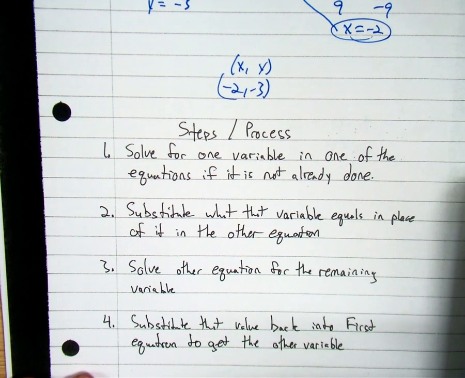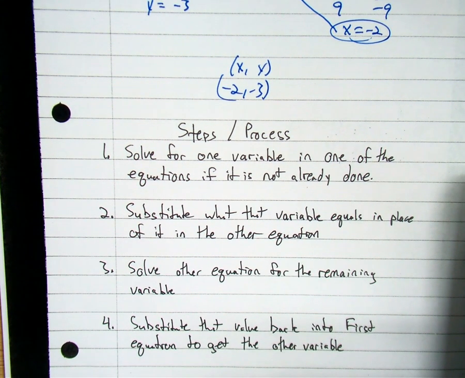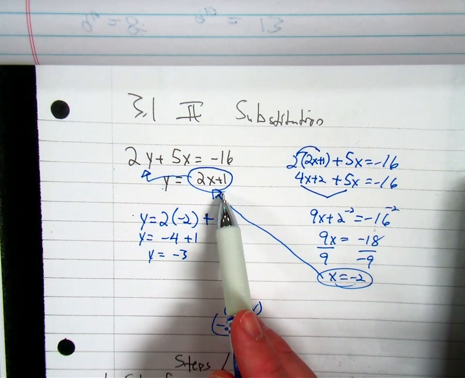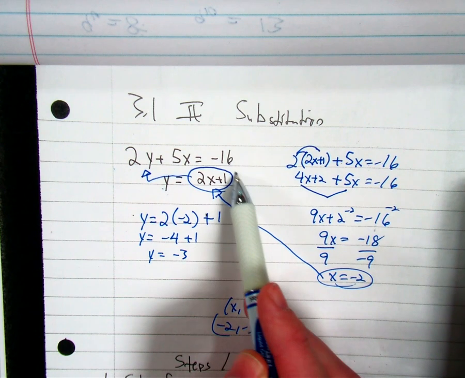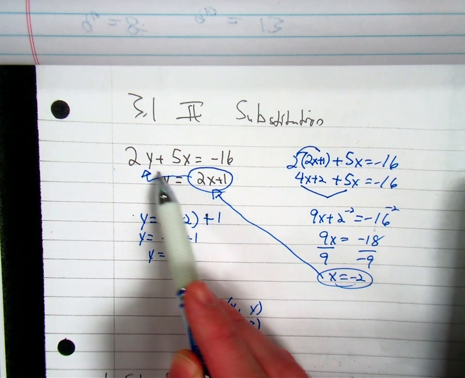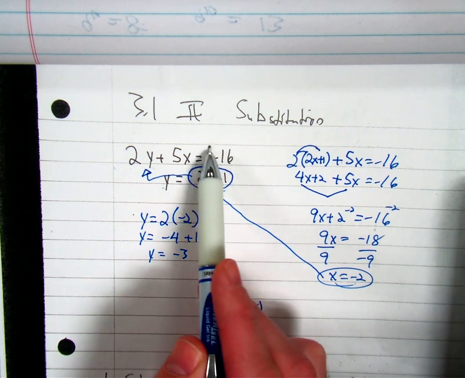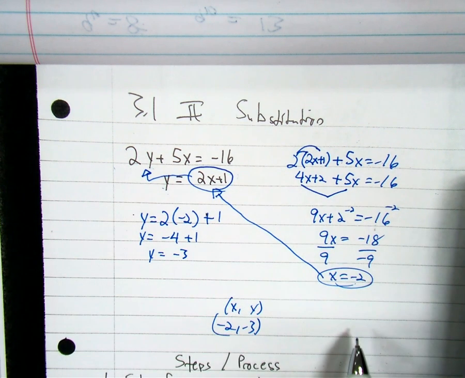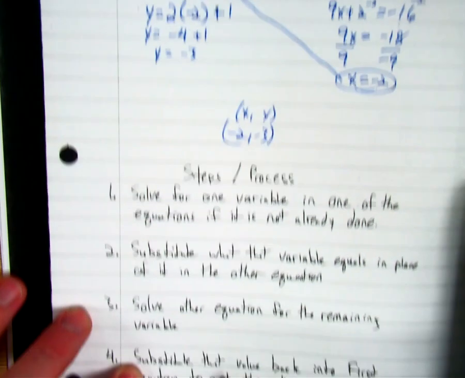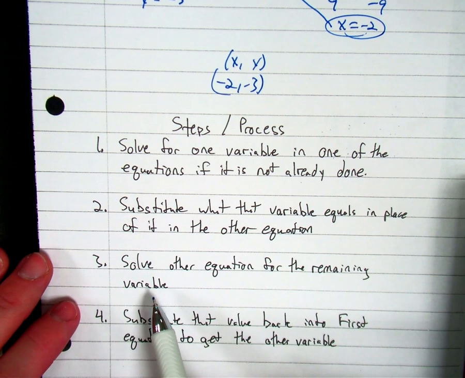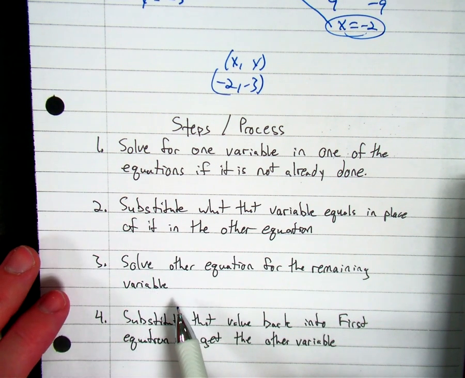Step 2, substitute. That's why it's called substitution. Substitute what that variable is equal to in place of that variable in the other equation. We had y equals 2x plus 1. So I put 2x plus 1 in place of y in the other equation. So now this other equation is just going to be all x's, and we were able to solve for x. Step 3, solve for that remaining variable. We had all x's then, so we were able to solve for x.